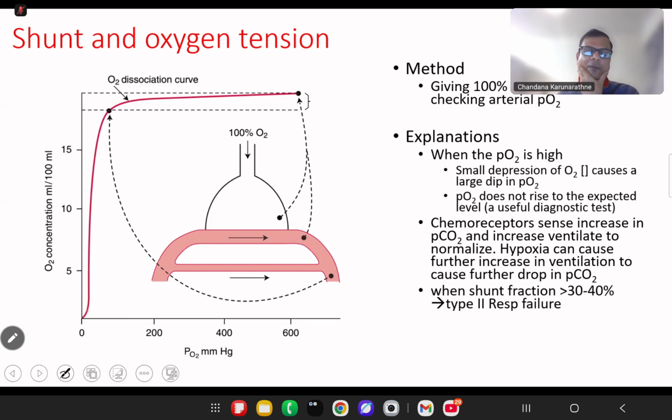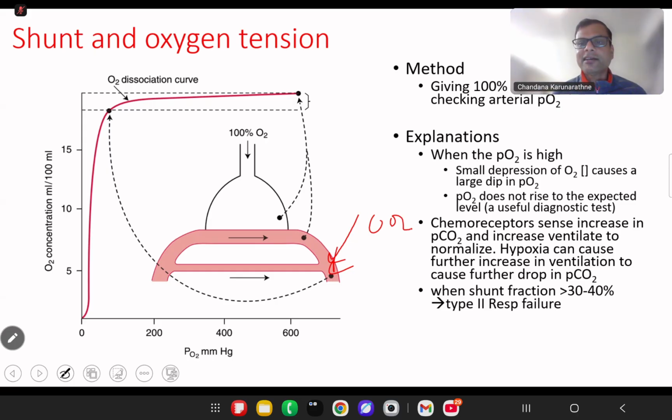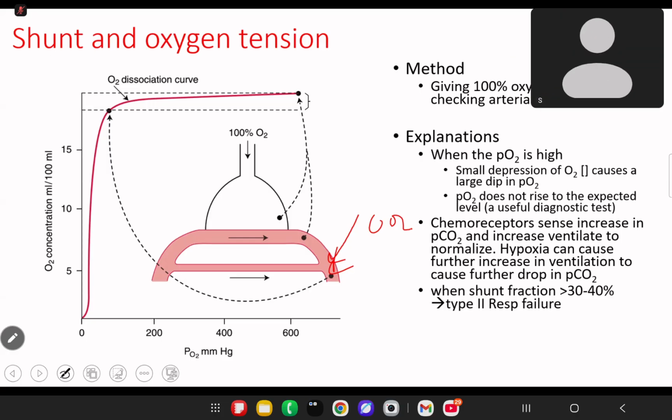Chemoreceptors, carbon dioxide, what happens? When you see a low amount of carbon dioxide on your arterial side, which chemoreceptors are involved initially? Where are the chemoreceptors? Central chemoreceptors and peripheral, in the carotid body. Okay, central chemoreceptors. Central chemoreceptors are sensitive to what? To PaCO2, the carbon dioxide concentration.